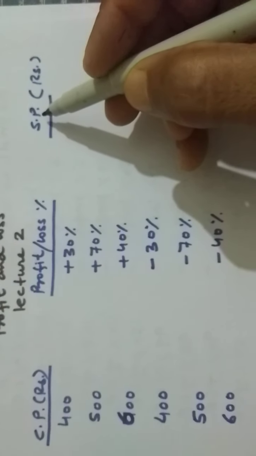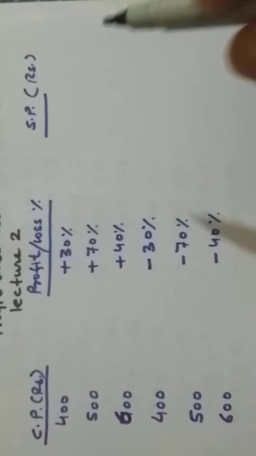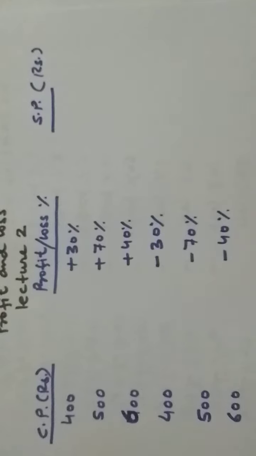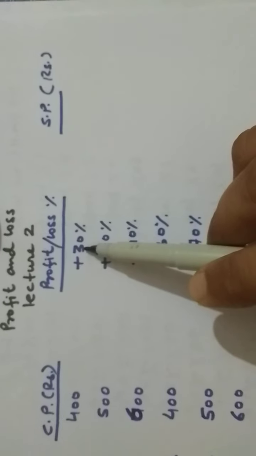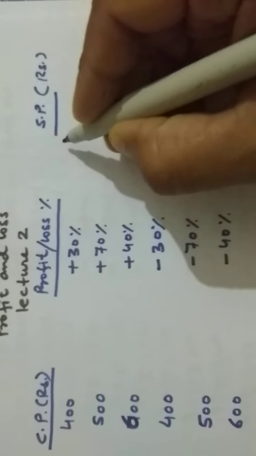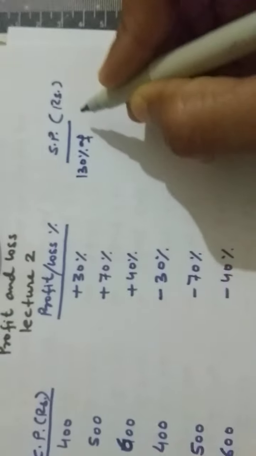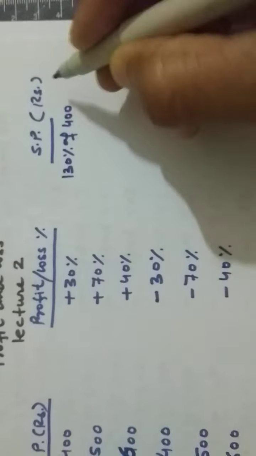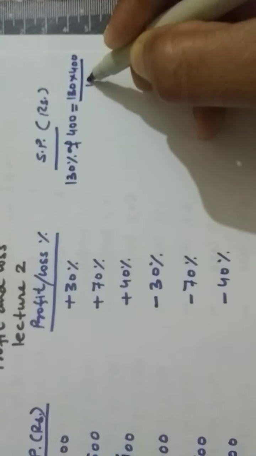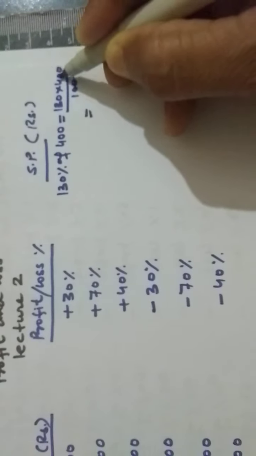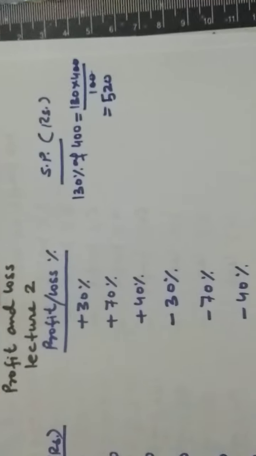As we already know from our previous lecture, selling price is 100% of cost price if there is no profit and no loss. But here we get 30% profit. So in this case selling price is 130% of cost price, and cost price is 400. So we calculate 130 into 400 divided by 100. The 0 and 0 cancel, so 13 4s are 520 rupees. So in this case selling price is 520 rupees.